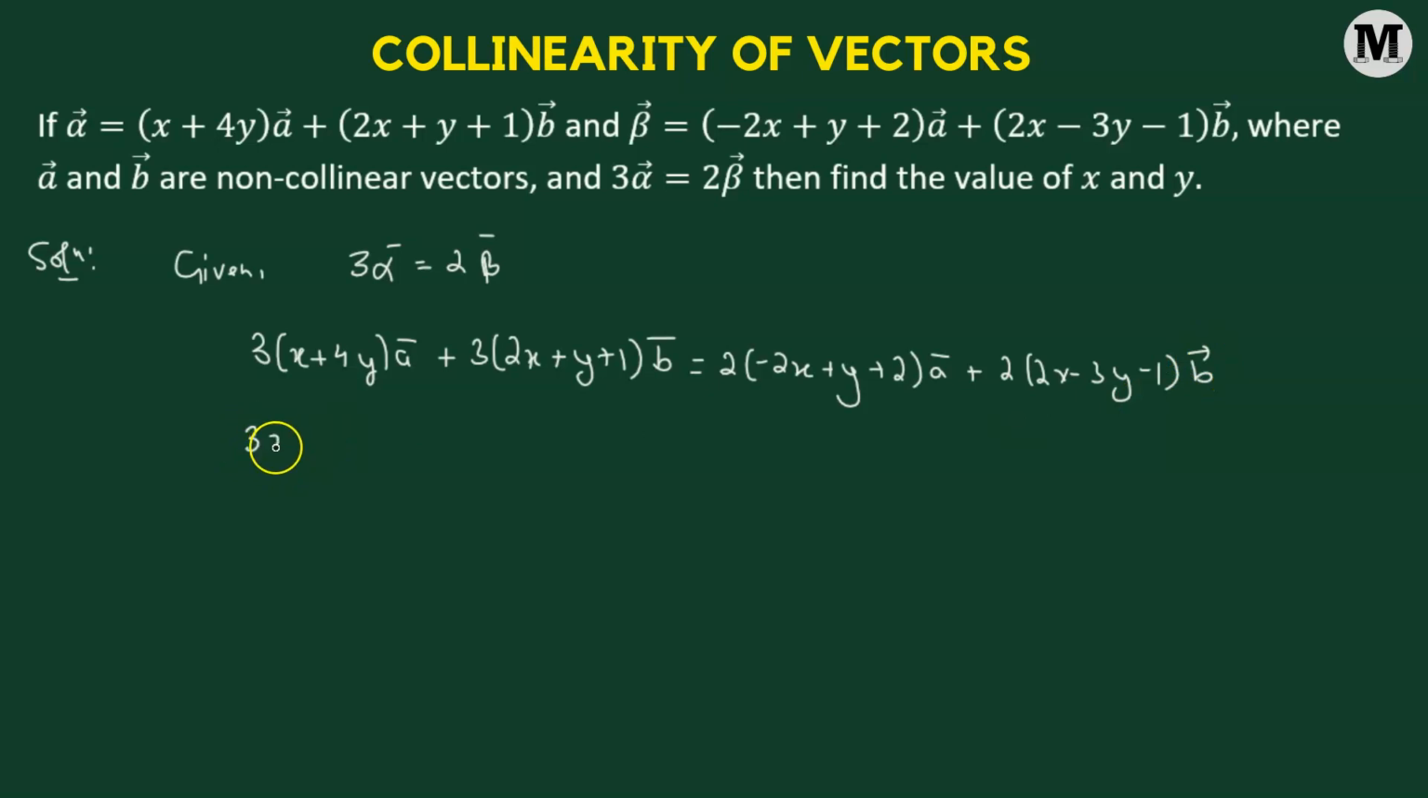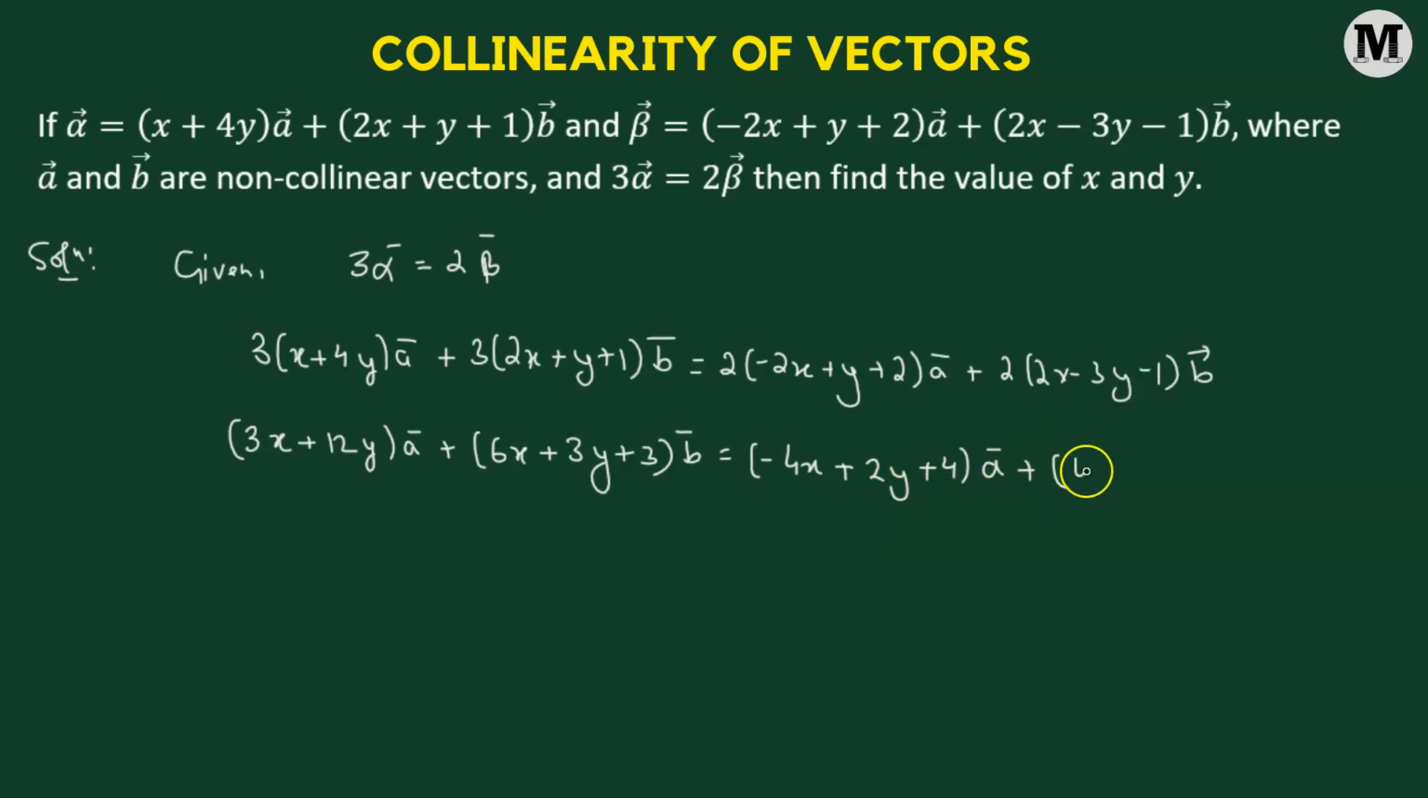So now we have 3x plus 3 times 4y, which will be 12y. So I have (3x plus 12y) multiplied to a vector, added to 3 times 2x, which is 6x, plus 3 times y plus 3, multiplied to b vector. That's going to be equal to 2 times negative 2x, which is negative 4x, plus 2 times y plus 4, times a vector, added to 2 times 2x, which is 4x, minus 2 times 3y, which is 6y, minus 2, times b vector.